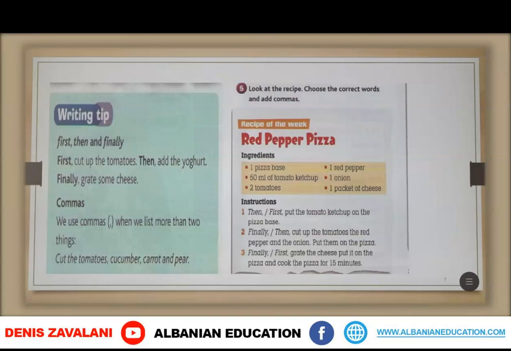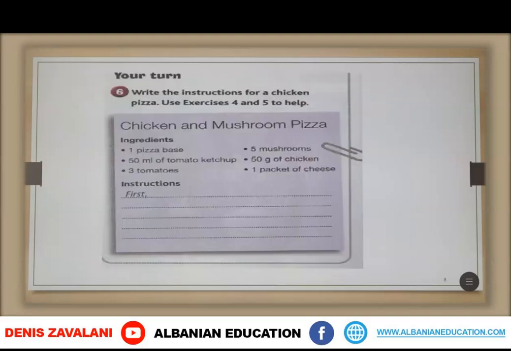Okay, probably you've figured it out. So we first put the tomato ketchup on the pizza base, then we cut up the tomatoes, the red pepper, and the onion, and we put them on the pizza. And finally, we grate some cheese, put it on the pizza, and cook the pizza for 15 minutes. So this is how we should do it in order to make the pizza that we mentioned.